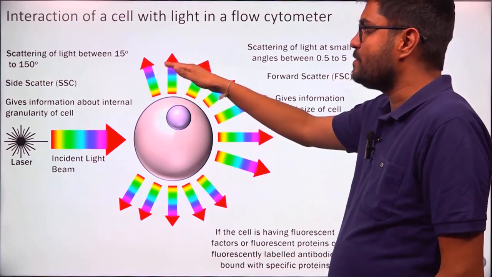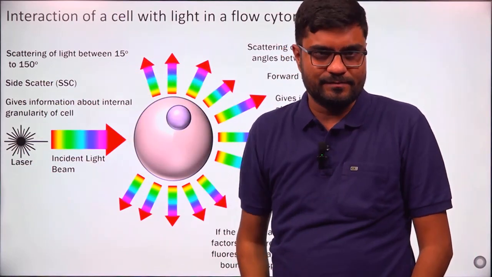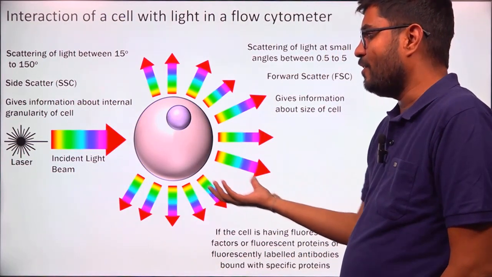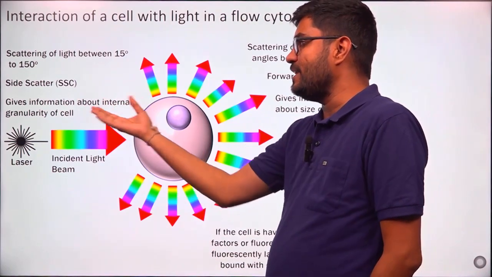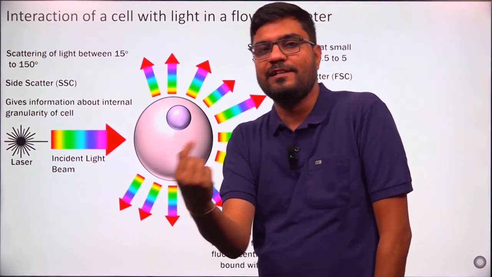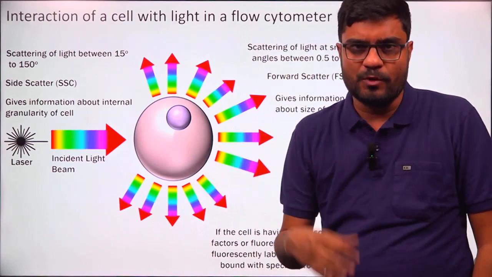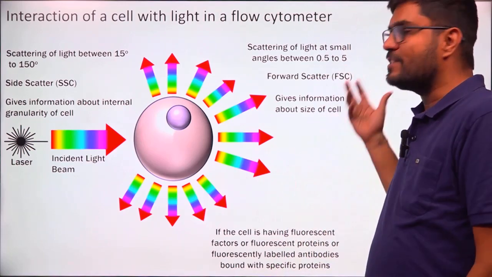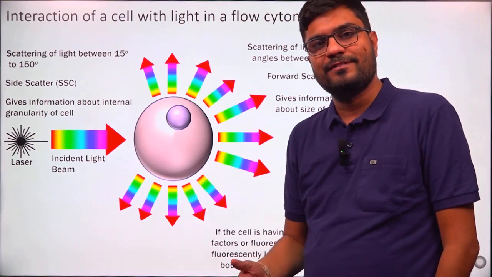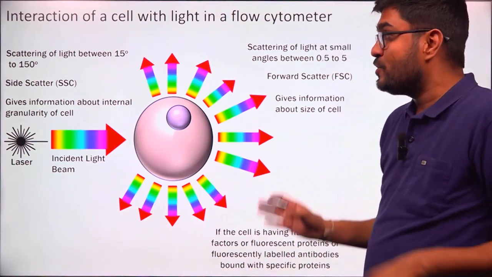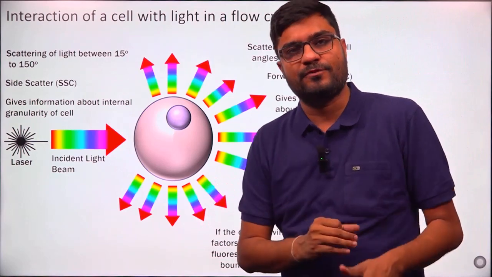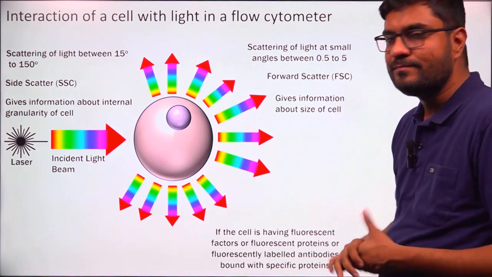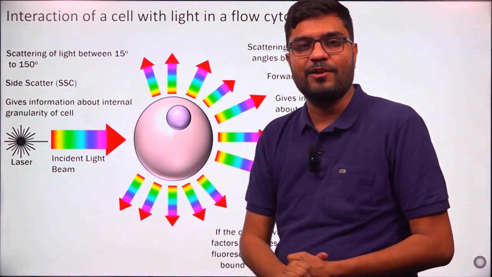This kind of scattering is between 15 degrees to 150 degrees, and we call it what? Side scatter or SSC. And we already know now that the value of SSC is giving us information about the internal granularity of the cell. So more granules, higher the value of what? Side scatter. Bigger the size, higher the value of what? FSC or forward scatter. So the two parameters, forward scatter and side scatter, are giving us the information about the size of the cell as well as the granularity of the cell.